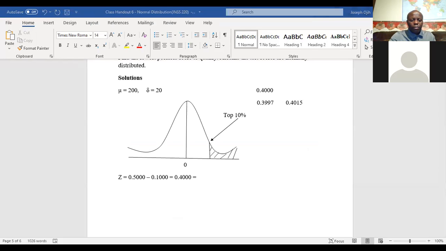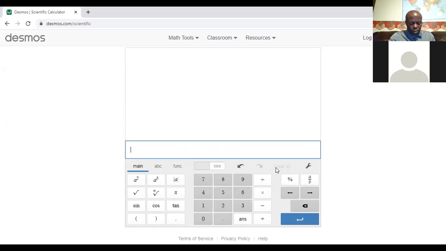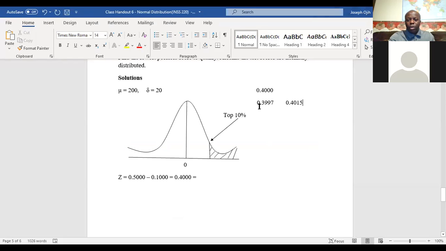So we're going to clear this: 4015 minus 4,000. This one is 15 points away. So it's far away when compared to the other one. The other one is only 3 points away, which means we're going to use the one that is only 3 points away, which is this one. So we go to the table and take this one.